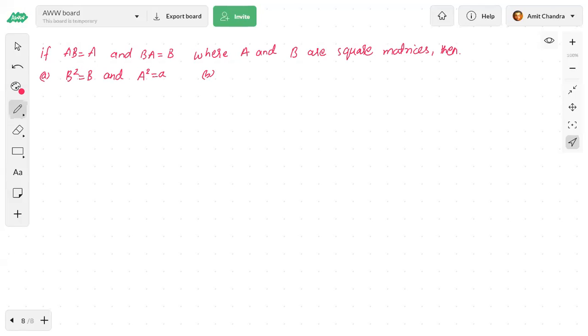Option B, B square is not equals to B and A square is equals to A. Option C, A square is not equals to A and B square is equals to B. And option D, A square is not equals to A and B square is not equals to B. Okay, AB is equals to A, BA is equals to B.